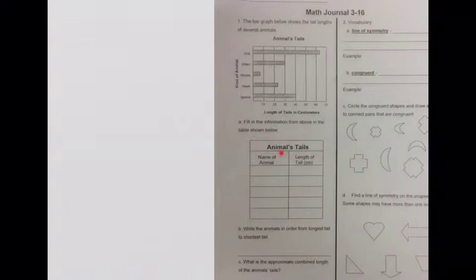So we have Animal Tails, our title stays the same. Name of animal, length of tail in centimeters. So we're going to take the data from here and put it into the chart here. I added all of the names of the animals in the same order that's on our chart up here to keep me from getting confused. Now I'm going to look up here and see.